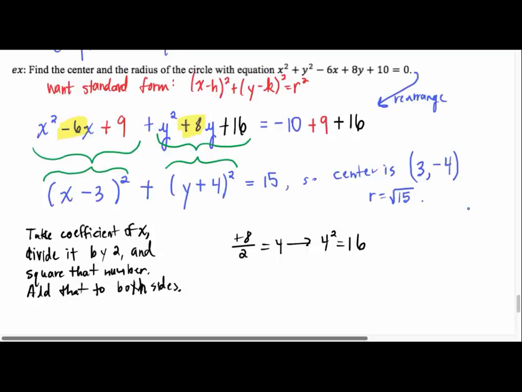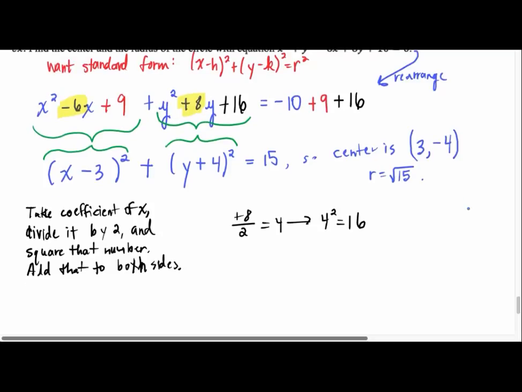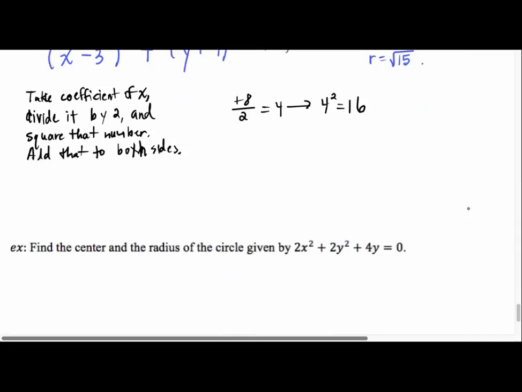Good? Awesome. What are your questions? Anybody? Okay, one more example then, which is very similar. Find the center and the radius of the circle given by 2x squared plus 2y squared plus 4y equals 0.